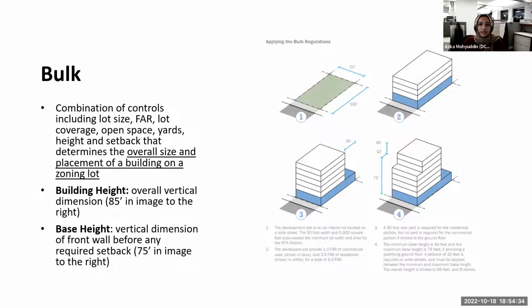So the bulk is the umbrella term we use to describe that overall building form. And this is controlled through zoning by a combination of lot size, FAR, lot coverage, open space, yards, height, and setback. When we talk about a building height, that is the overall vertical dimension. And when we talk about base height, that is the vertical dimension of the front wall before any required setbacks. In the illustration on the right, the overall building height is 85 feet and the base height is 75 feet with a 10-foot setback.